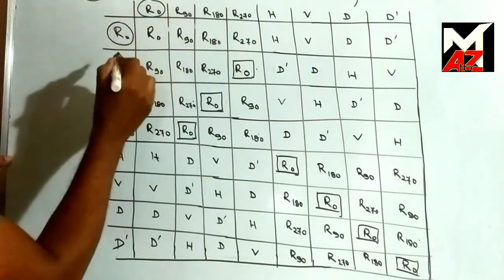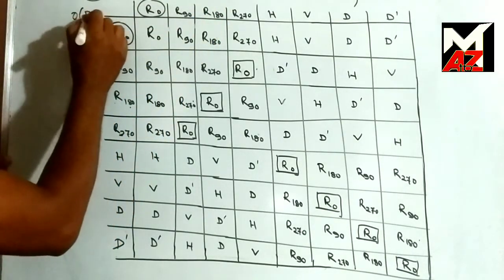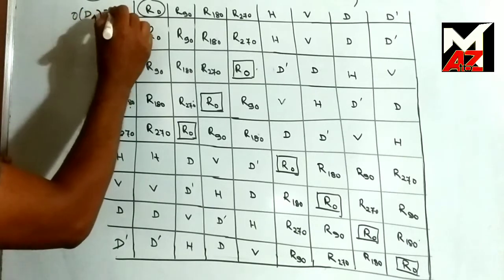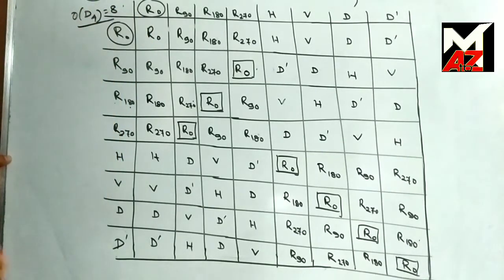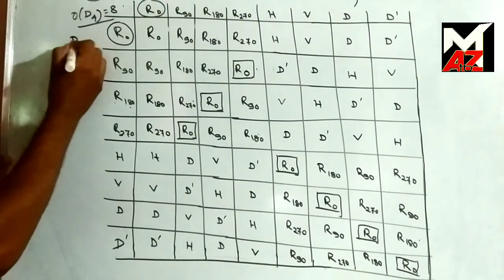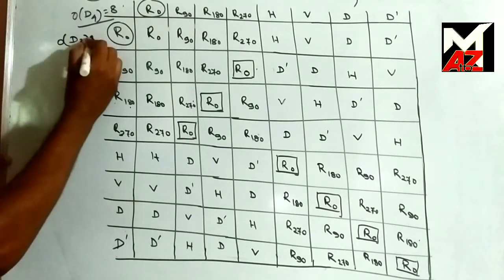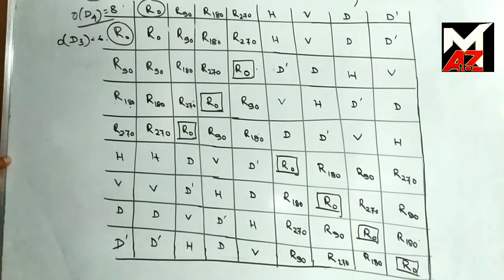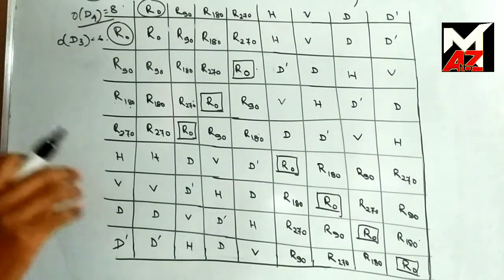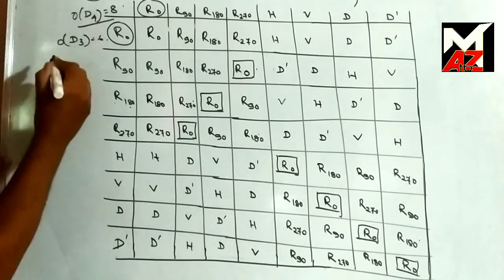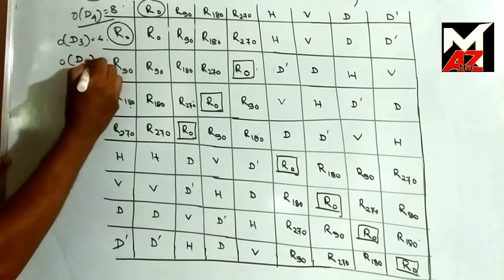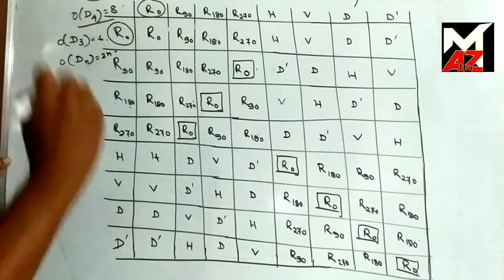The order of the group is 8. Similarly, if we take an equilateral triangle, we get D3, and the order of the group is 6. If we take a regular n-gon, then the order of the group Dn is 2n.